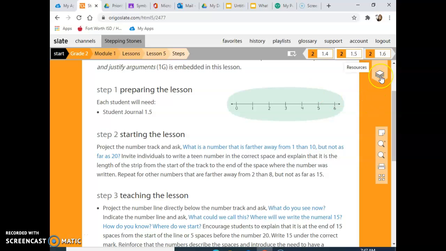So now what we're going to do is our work. On the next page, you will find directions for your work.